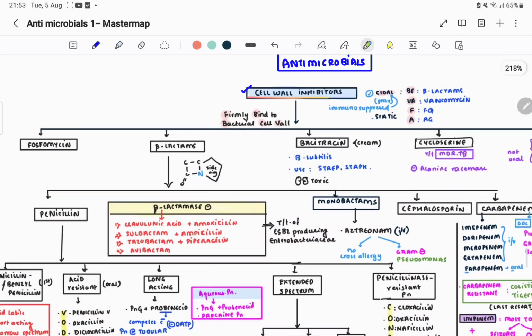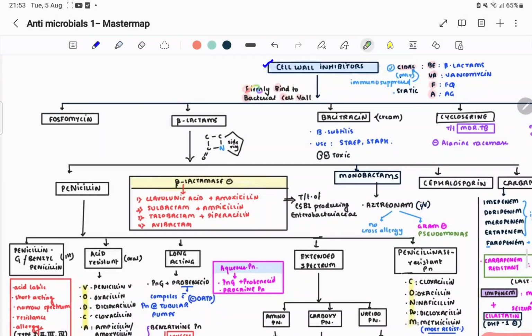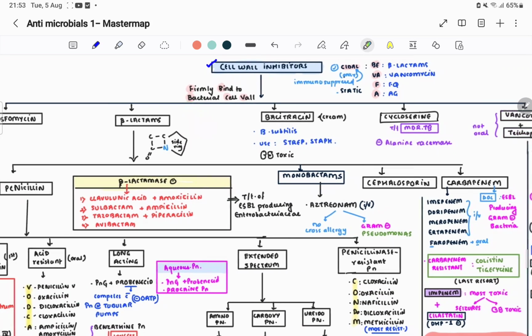So cell wall inhibitors, how to remember? You can remember the mnemonic: firmly bind to bacterial cell wall. Firmly binding to bacterial cell wall. So firmly, F is fosfomycin, which you don't need to read. B is beta lactams, which is a major topic and a long question for you. Next B is bacitracin.